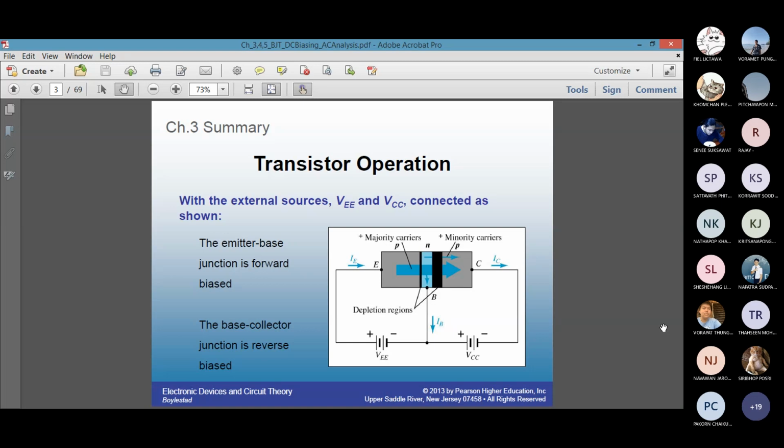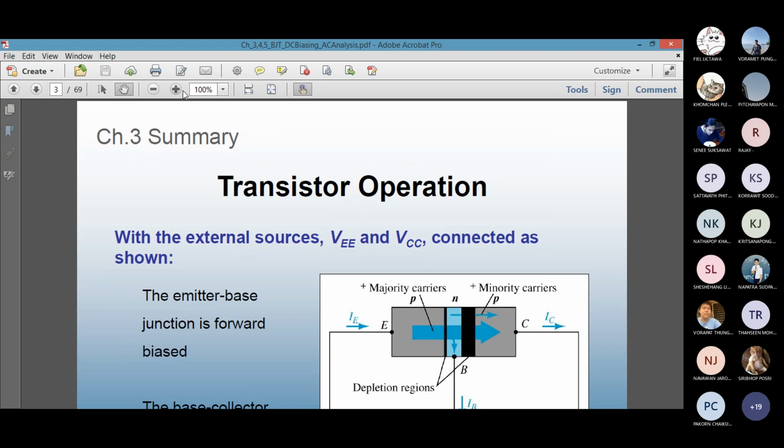As you can see in this case, you have a PNP BJT. The emitter base junction is forward biased. The collector base junction is actually reverse biased. If I zoom in, you see there's a thin black vertical line and there's a wide black vertical line. What do they represent? What are they representing?